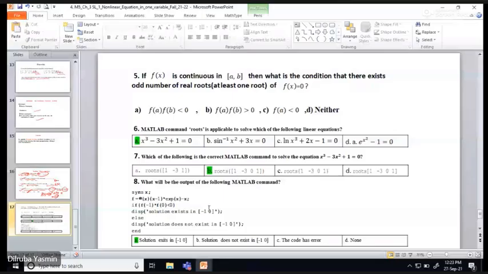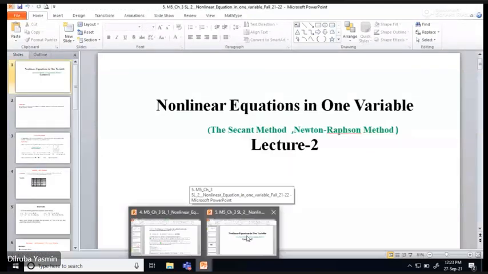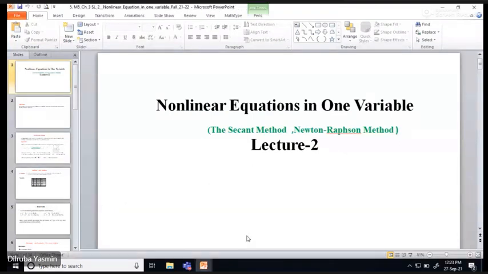Okay, anyway, next I'm going to move on to discuss the secant method and the Newton-Raphson method. Yes, you can apply the secant method and the Newton-Raphson method to solve a nonlinear equation in one variable to get the root of the provided nonlinear equation.